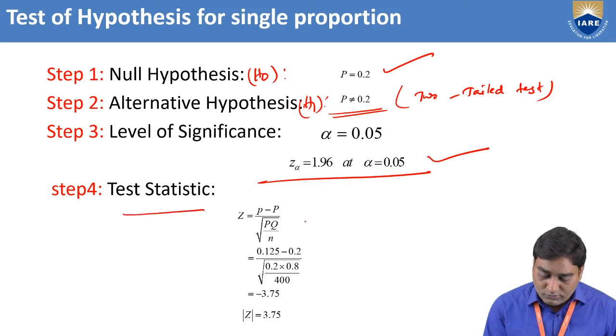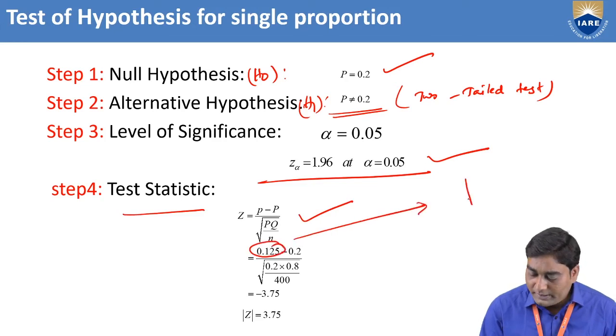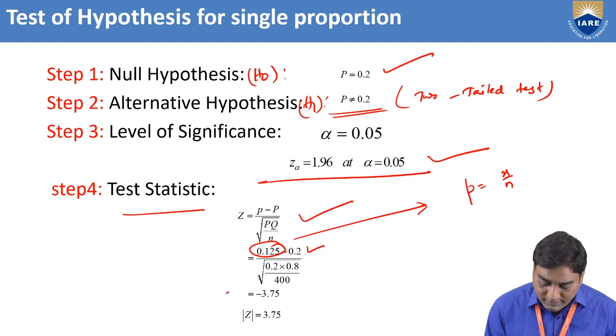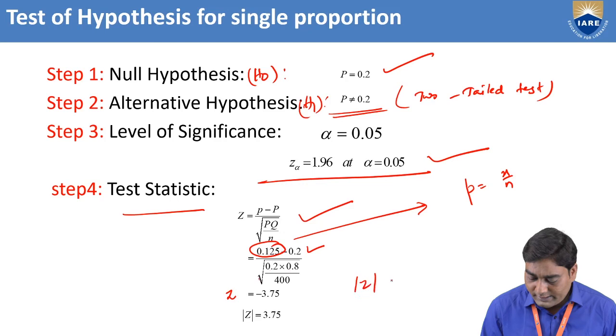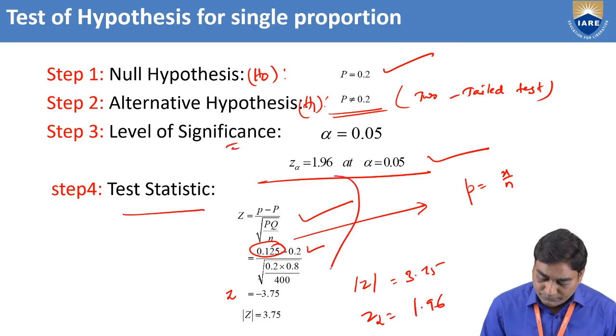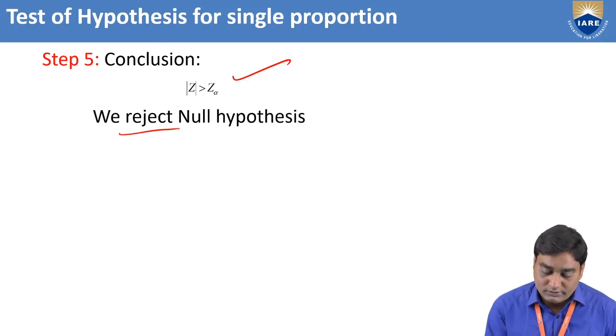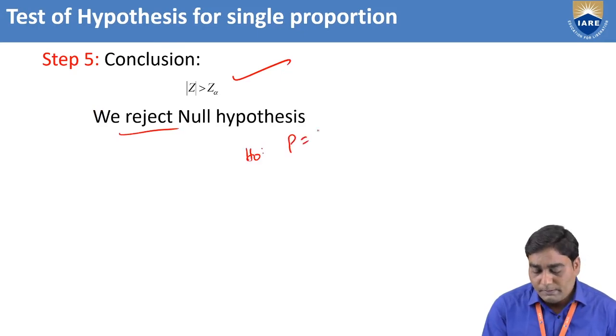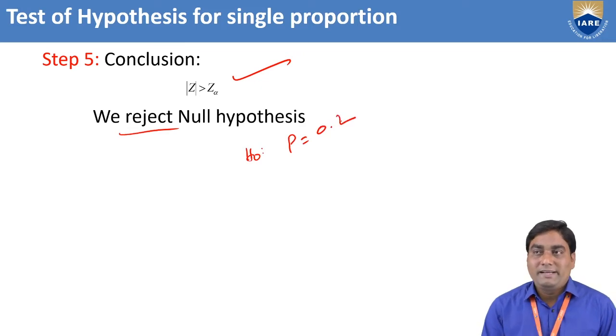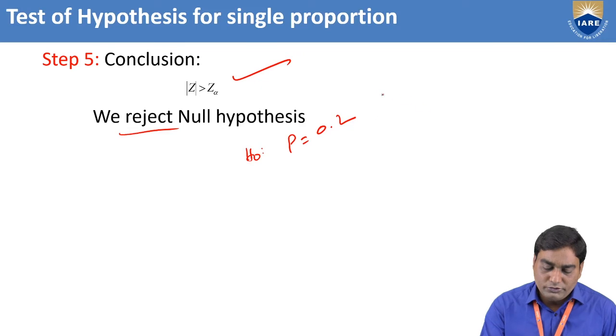The test statistic Z equals small p minus capital P by under root of PQ by N, and small p we calculated using the formula p equals X by N. That is 0.125 minus capital P 0.2, by under root of 0.2 into 0.8 by 400. So the Z value we got is minus 3.75. Mod Z we can take as positive, and Z alpha we have chosen from the Z distribution table. Now compare these two values in step 4, the conclusion. Mod Z is greater than Z alpha, so we are going to reject the null hypothesis. What we are rejecting is P equal to 0.2. Whatever statement he has given, P equal to 0.2, that we are going to reject.